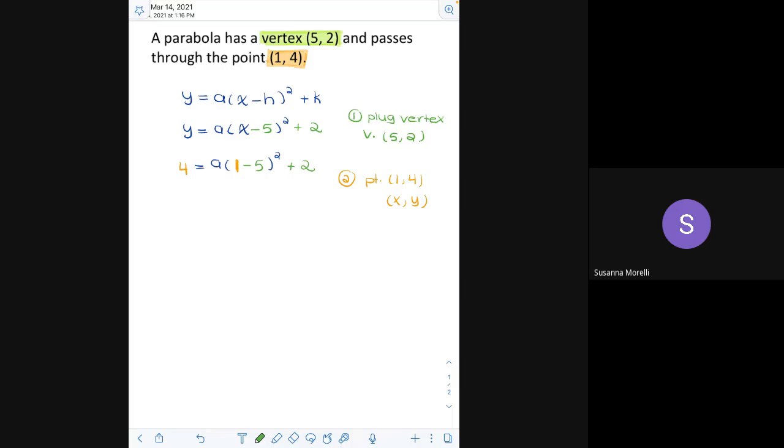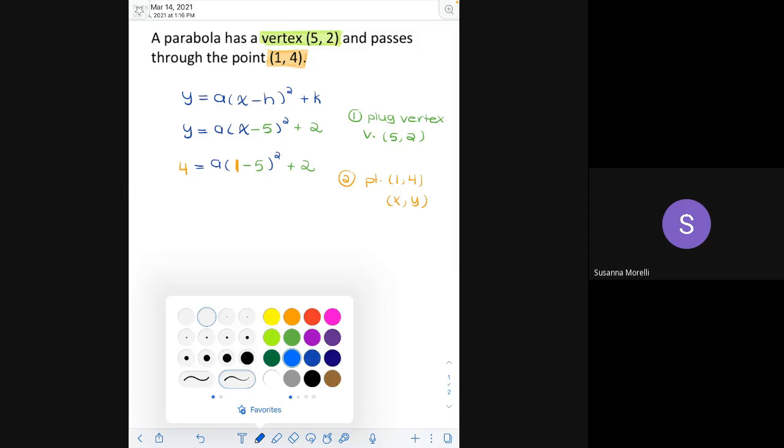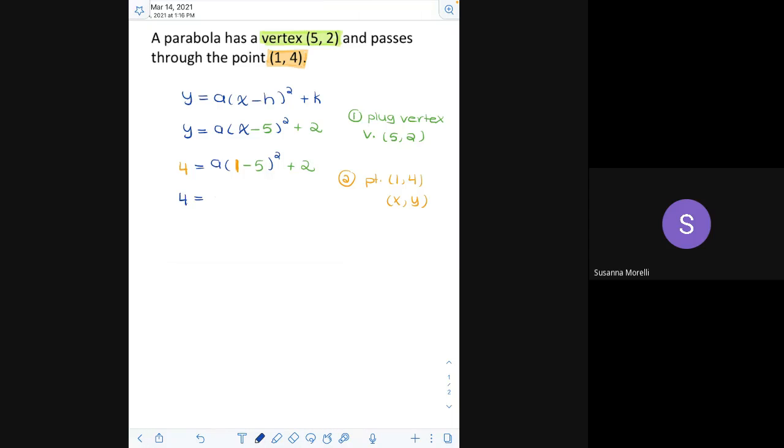All right, so now we've got the equation with everything put in. We have our vertex subbed in, as you can see in green there, and a point that lies on the parabola subbed in, and that's the orange. Now we're going to do some number crunching and isolate for a, meaning we're going to find what the a value is. So 4 is equal to, before we can find a, let's look at that bracket. 1 minus 5 is -4, and that's being squared, and then plus 2. So (-4) squared is 16.